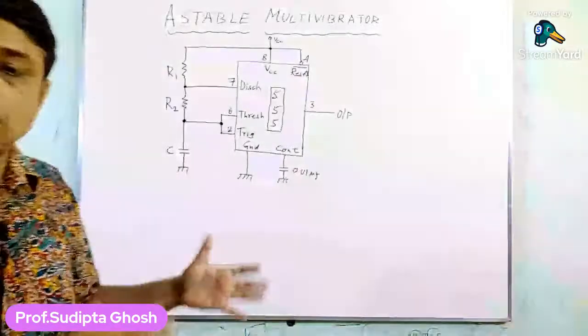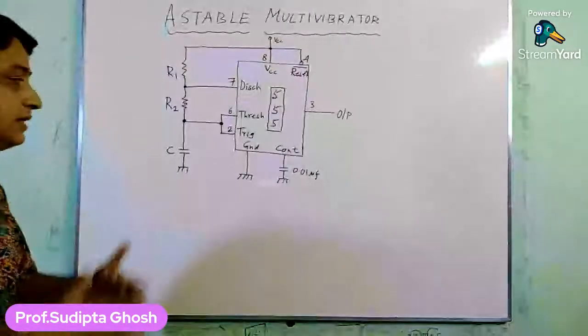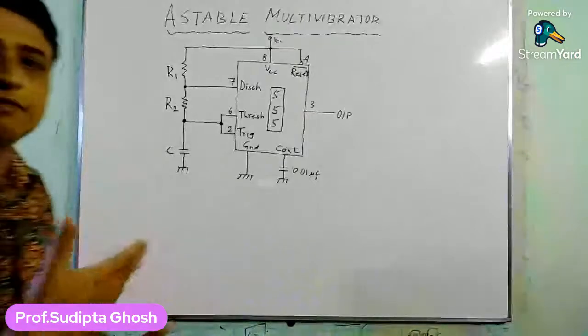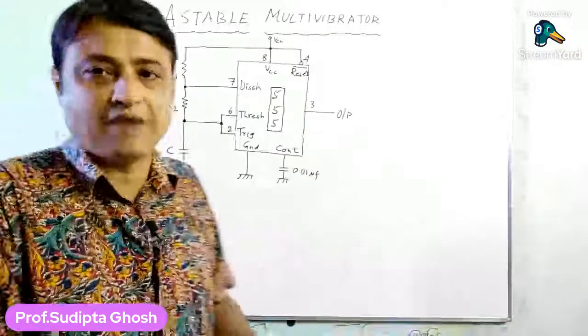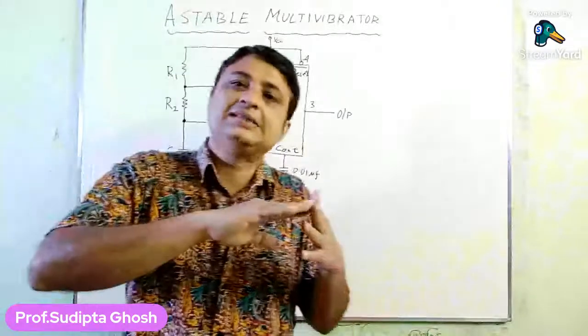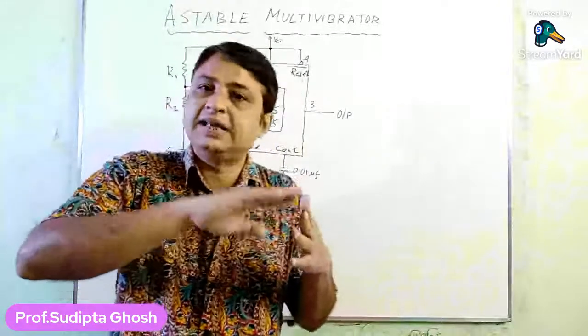When the timer output goes low, initially the timer output was at its high state. Now as the timer output is high, the capacitor goes to charge, until the capacitor voltage equals 2/3 VCC. So here we can see a graph.